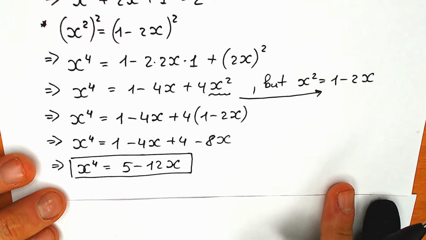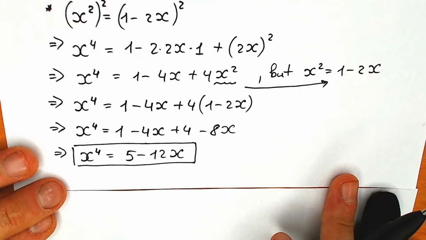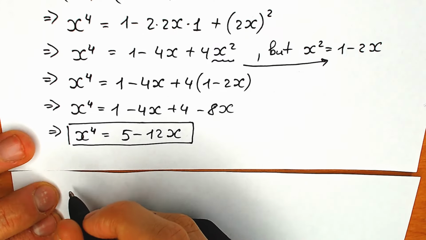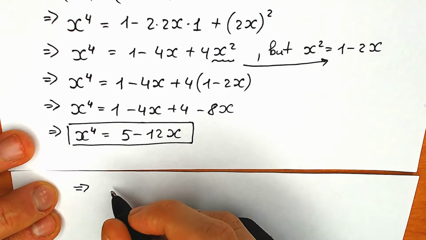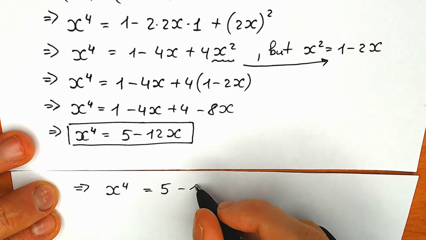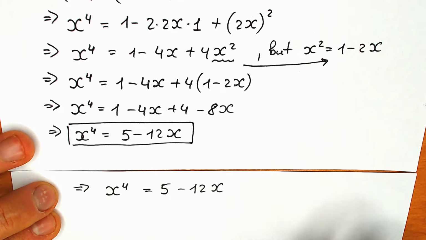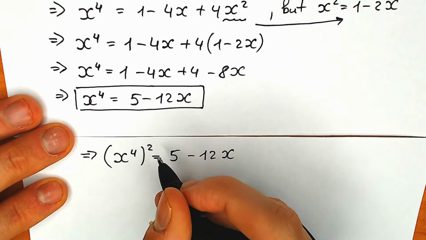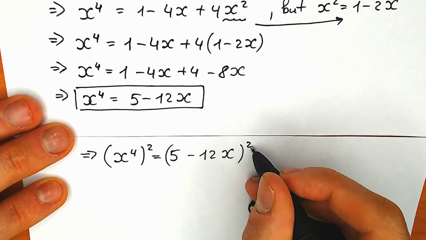And that's why our next move is to get closer to x to the power 10. So we need to evaluate it for x to the power 8 as a next step. So let's do it. We have x to the power 4 equal to 5 minus 12x. So we raise this expression to the power 2 from here and from here, according to the same method as we did before.